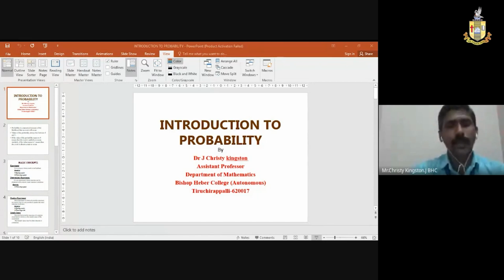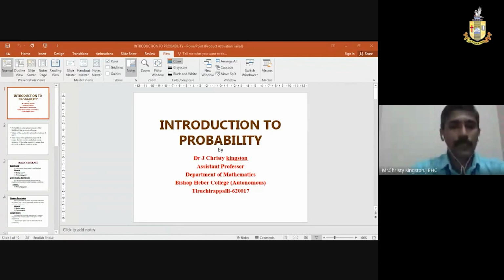For example, if I am tossing a single coin, what will be the sample space? The sample space S is defined as H comma T. Either the head appears or the tail appears. The probability of head is 1 by 2. Similarly, the probability of tail is 1 by 2. If I am adding these two values, 1 by 2 plus 1 by 2, then that is equal to 1. That is the total probability.